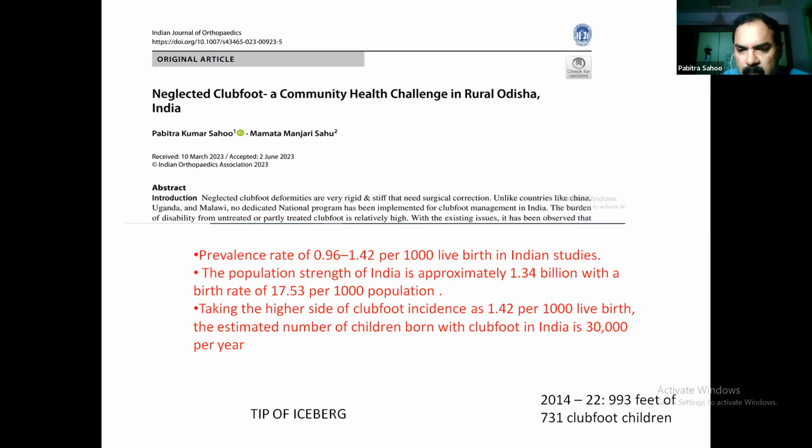From 2014 to 2020, except for the corona years of 2020 and 21, within 7 years, we treated 993 feet of 7,731 clubfoot children in the rural sector. So we have seen the real magnitude of the prevalence of clubfoot in rural India.